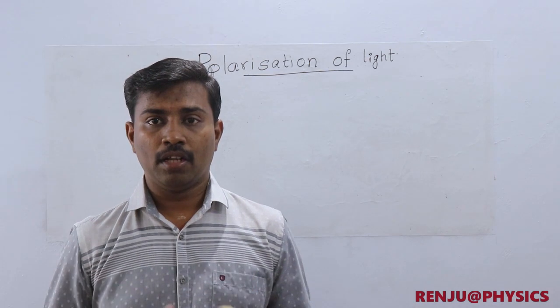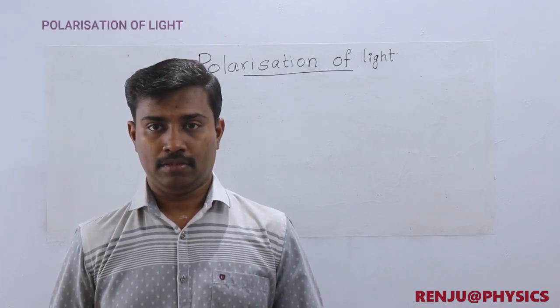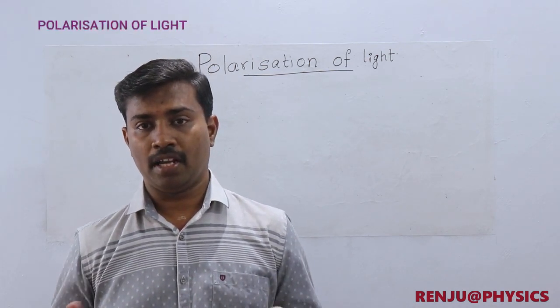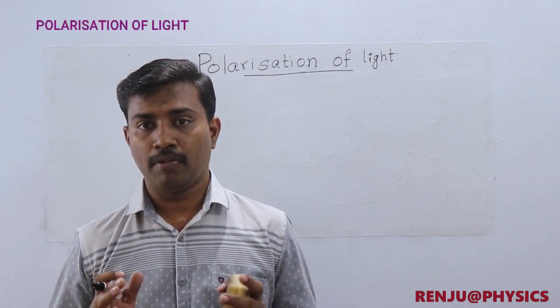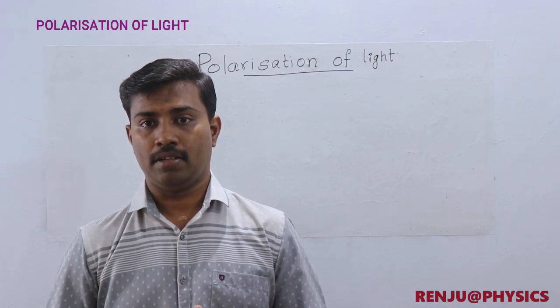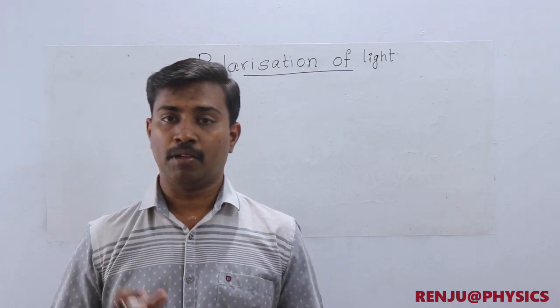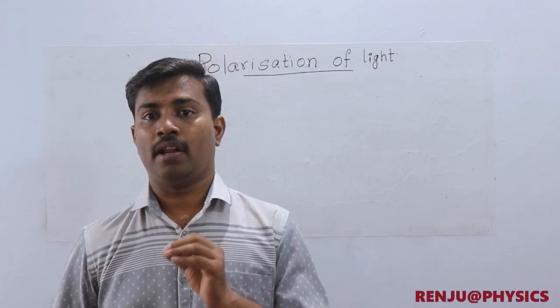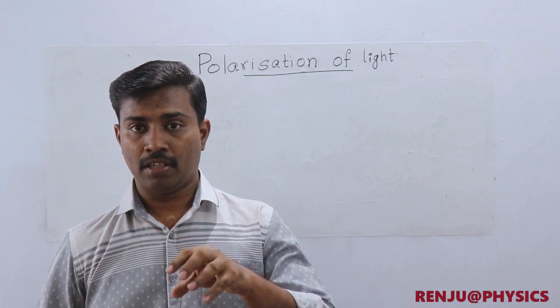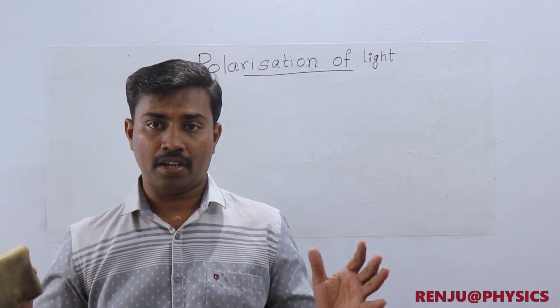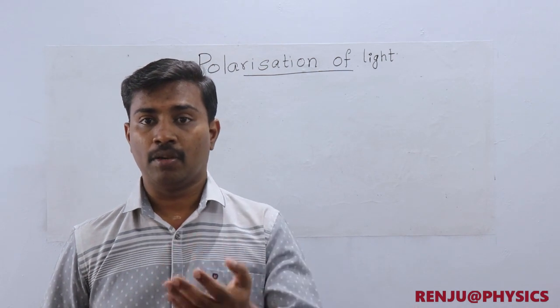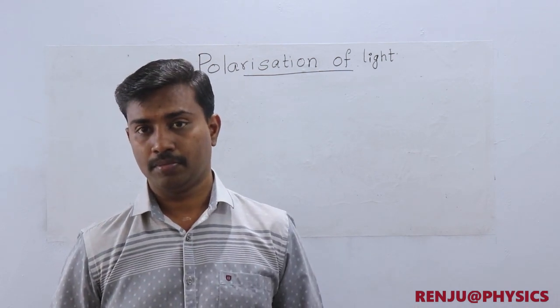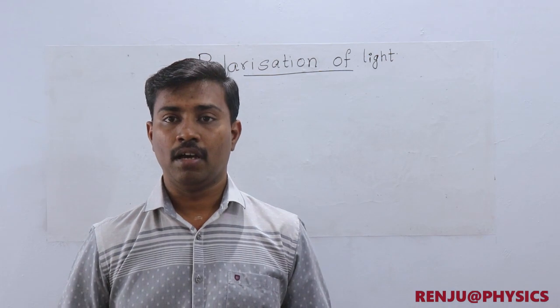In ordinary light, this electric field vector vibrates in all directions perpendicular to the propagation direction. That type of light is called unpolarized light. So ordinary light, light coming from a bulb, light coming from the sun, all are unpolarized light. That means the electric field vector will vibrate in all directions perpendicular to the propagation direction.